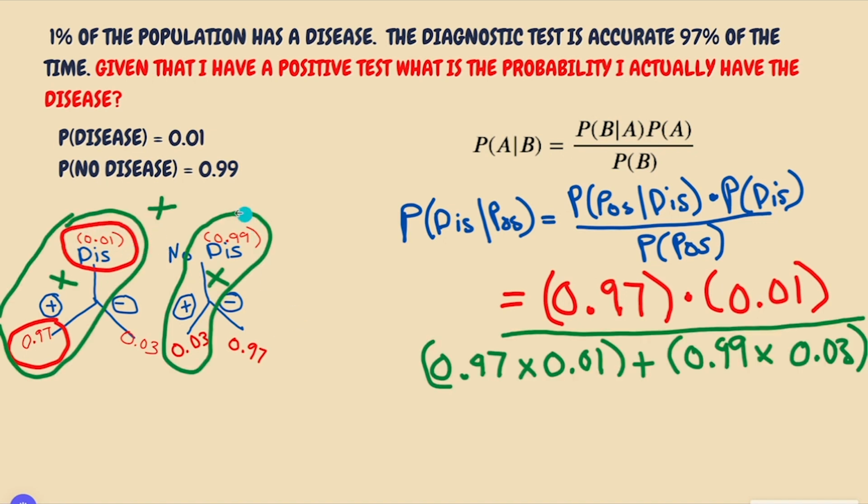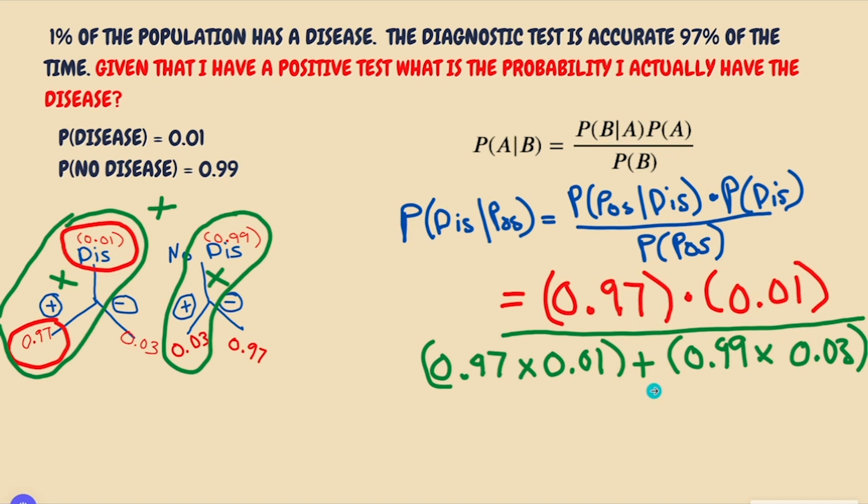I then am going to divide that by the probability I get a positive test. Now, I can either get a positive test if I have the disease, or I can get a positive test if I don't have the disease. So I'm going to make sure I capture both of these scenarios. So in this case, it is going to be 0.97 multiplied by 0.01 plus 0.99 multiplied by 0.03. And that is going to be what my denominator is. So I like to circle what I'm going to multiply on my tree diagram and then put a plus sign to remind myself that there's a plus in the middle.